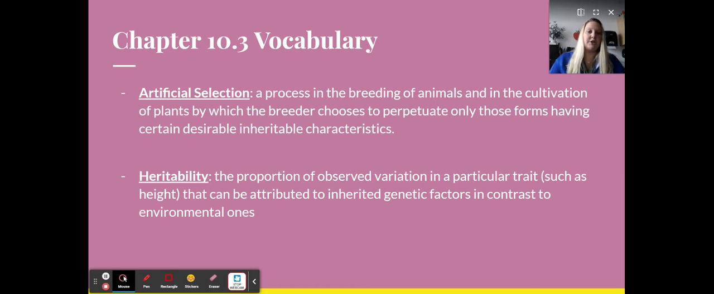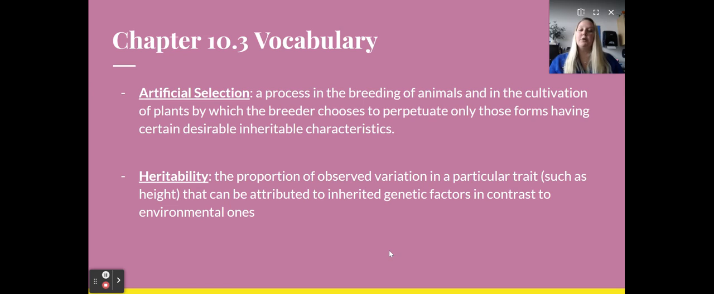Heritability is the proportion of an observed variation in a particular trait, such as height, that can be attributed to inherited genetic factors in contrast to those controlled by the environment. Again, I'll break this down for you.